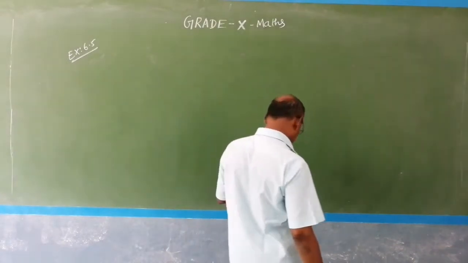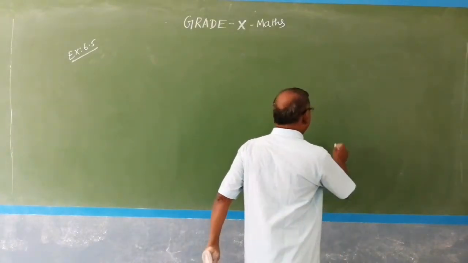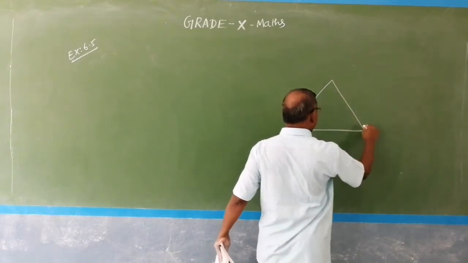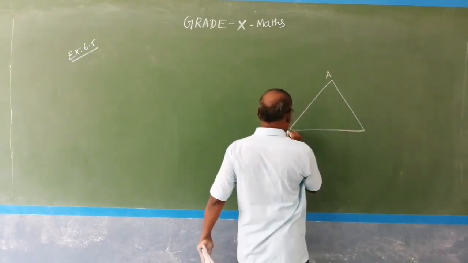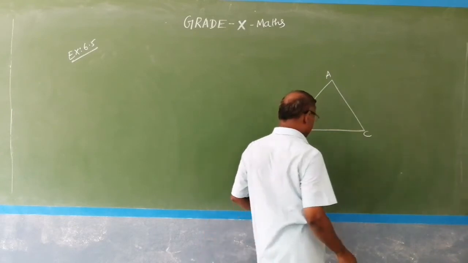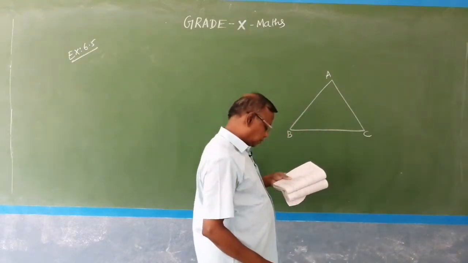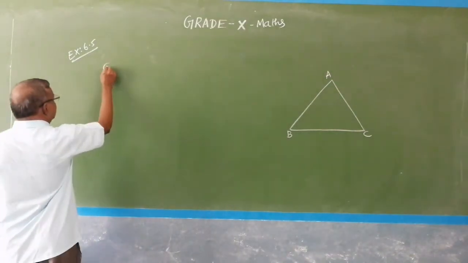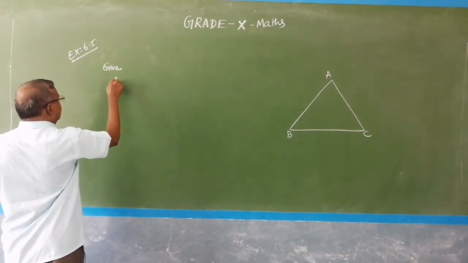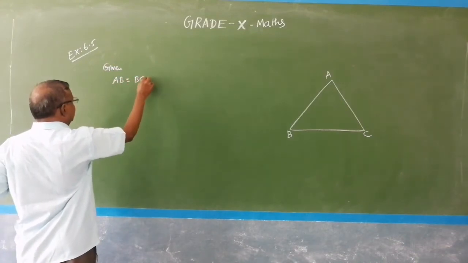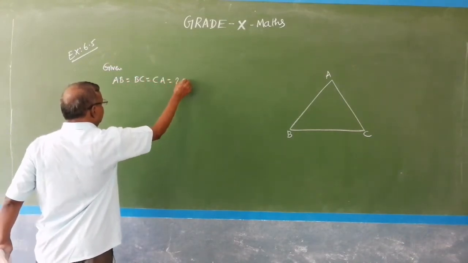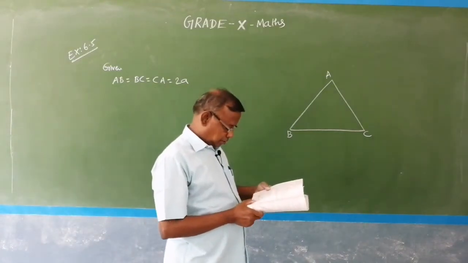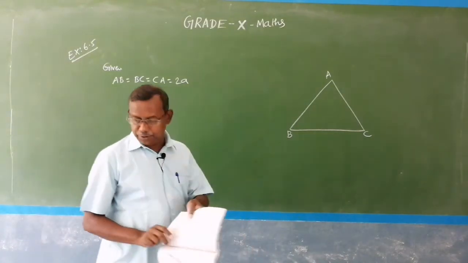ABC is an equilateral triangle of side 2A. Let us draw an equilateral triangle ABC. Given AB equals BC equals CA equals 2A. Find each of its altitudes.